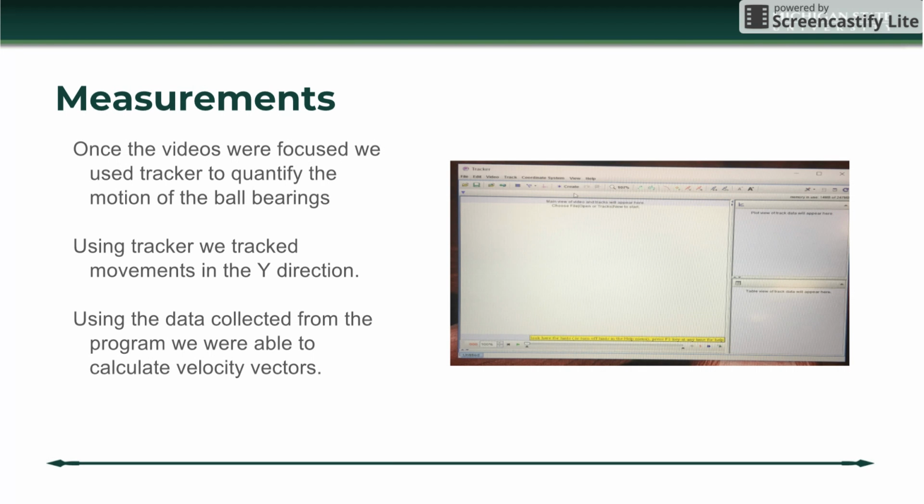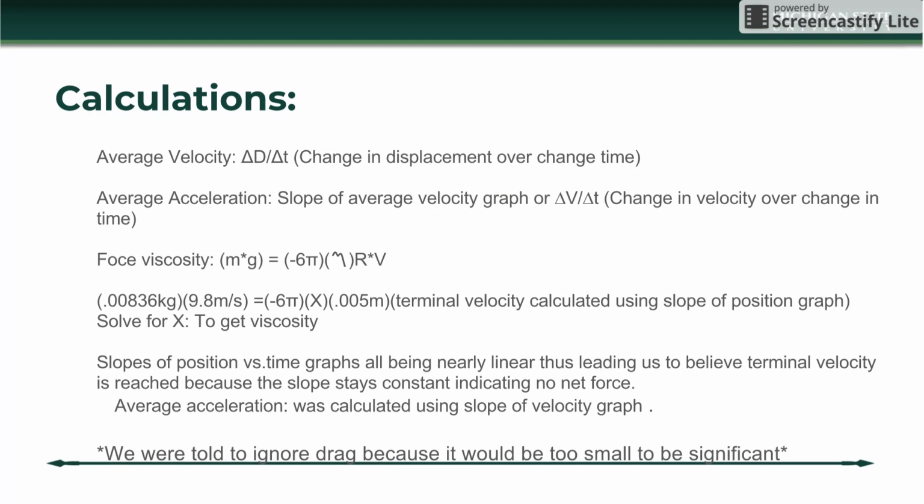We took measurements. Once the videos were focused, we used Tracker to quantify the motion of the ball bearings. We used Tracker to track the movements in the y direction. From the data collected from the program, we were able to calculate the velocity vectors. To calculate the average velocity, we did the change in displacement over the change in time. For the average acceleration, we used the slope of the velocity graph, or the change in velocity over the change in time.